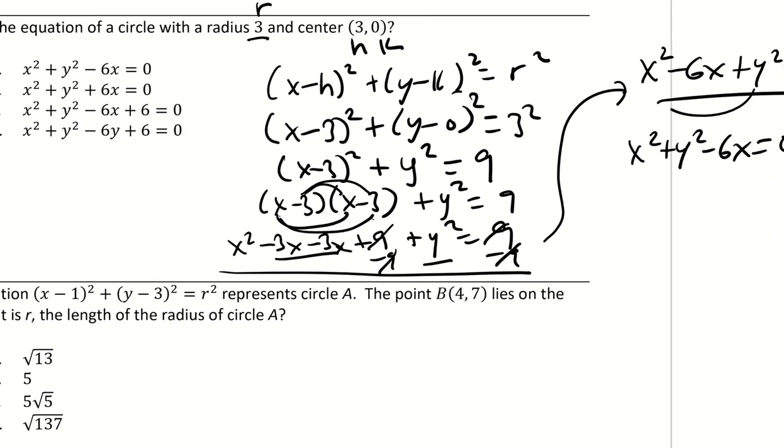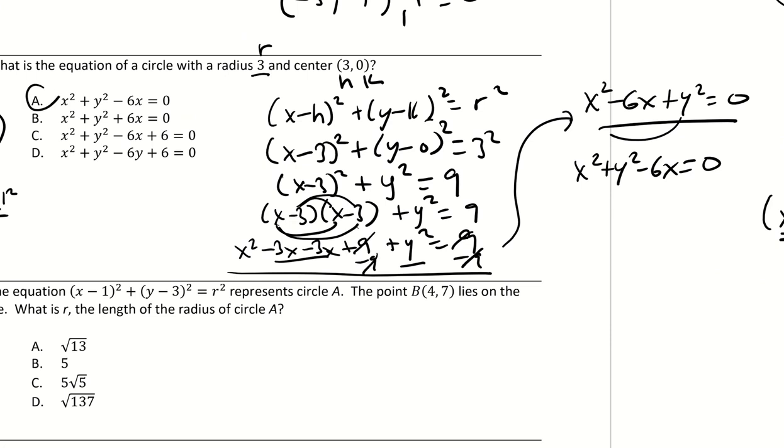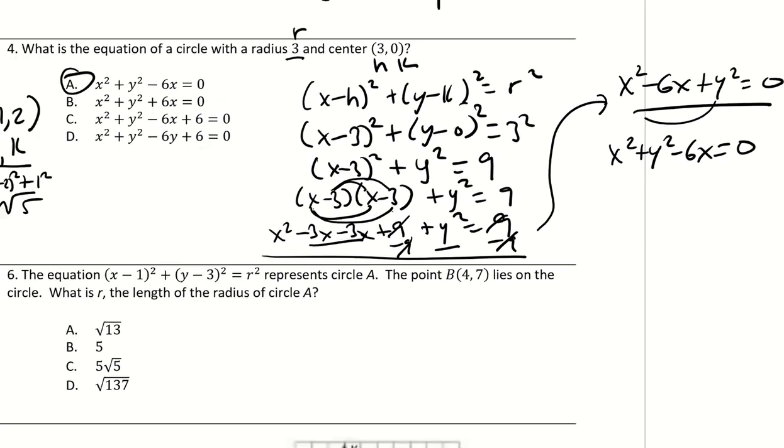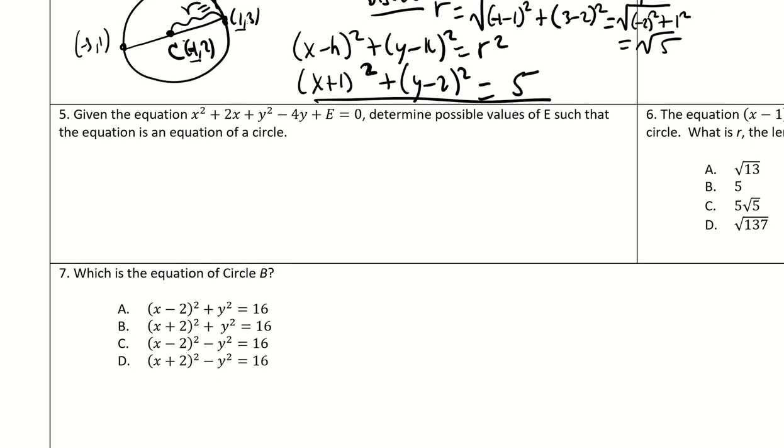So it looks like x squared plus y squared minus 6x equals 0. So it looks like the answer is A. Okay. All right, so number 5, given the equation here, determine the possible values of E such that the equation is the equation of a circle.